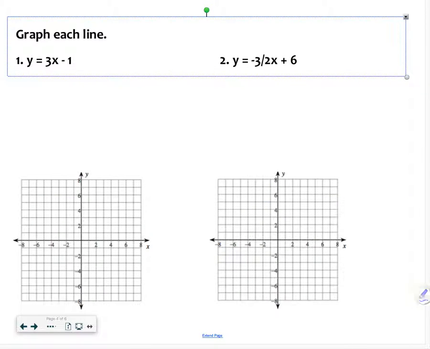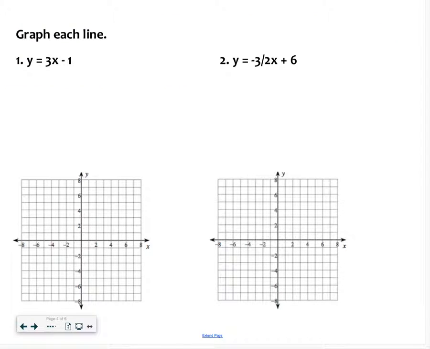So if I'm graphing each line. So on number 1, I have the line y is equal to 3x minus 1. So if we think back to those problems that we did with the tuition and the water dripping from the bucket, I think you started to see a pattern. Okay, so this 3 is our slope, and this negative 1 is our y-intercept.